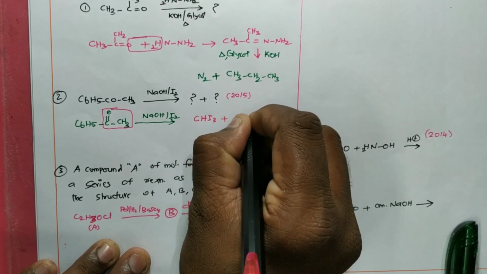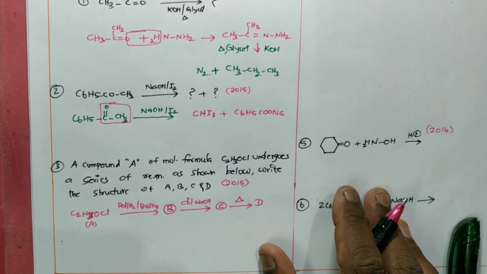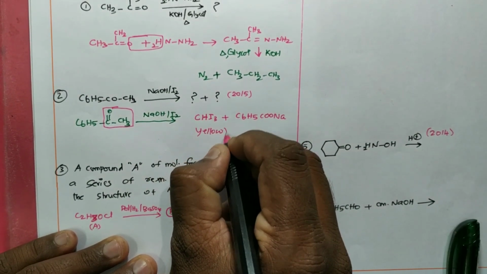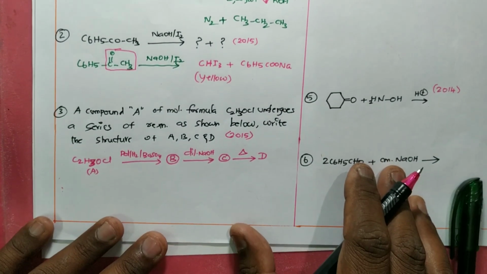Along with that, C6H5COONa, one of the products, is getting formed. The iodoform is a yellow color precipitate. This is the yellow color precipitate I'll be getting. Are you able to understand, students? And the next one is a very interesting one.